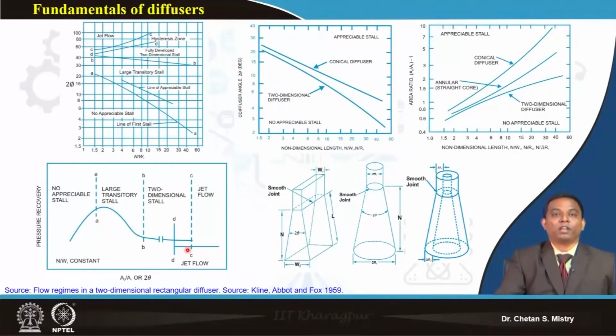If you remember, we were discussing the high bypass ratio engine, where my duct is connected with the low pressure spool and the high pressure spool. That passage area is called the diffusing passage. So there also I will have the application for this. There are different kinds of shapes: we have rectangular shape, circular shape, and coannular kind of shape. So this fundamental will be helping us.